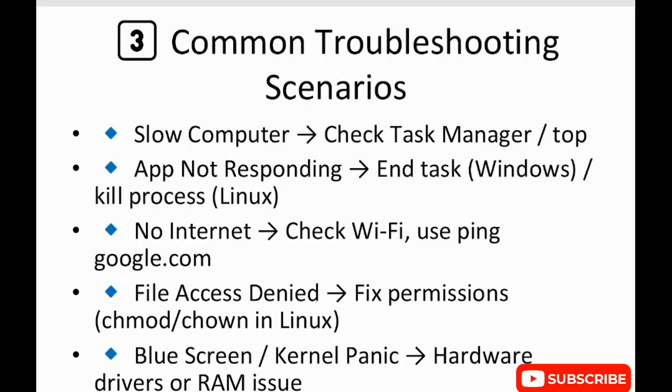Okay. The third one is no internet. In that case, simple, what will you do? Check the Wi-Fi, and use ping google.com. Mainly we use this to check the internet, ping the google.com domain. This will give the details, the IP address and all related to google.com. So simply you can use ping in the command prompt.